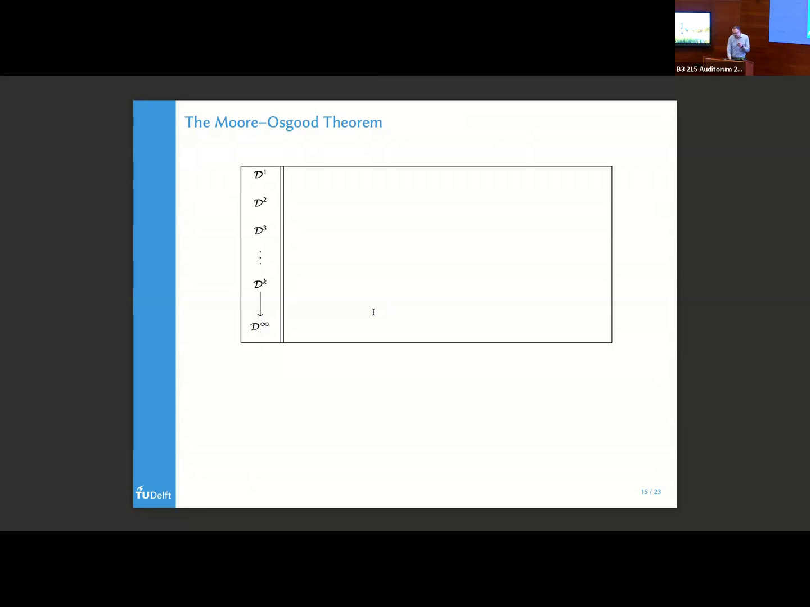So the structure of the proof is the following. You know that your data is converging. So you have a sequence of data that is converging, and you would like to show that the sequence of solutions is also converging to the corresponding limit. And the way to do it is the following. You're going to use the Picard iterations for these solutions.